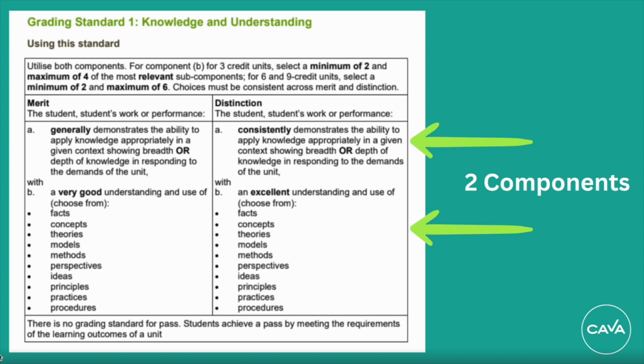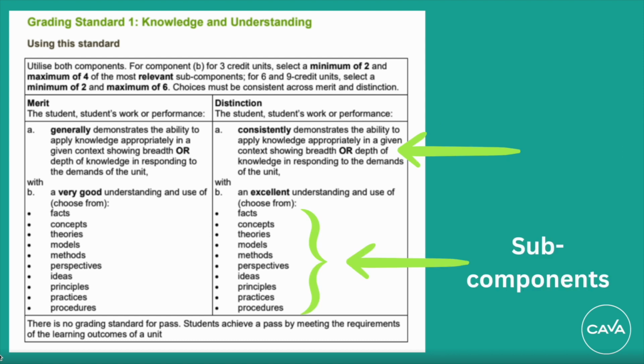The grading standards are made up of components. Looking at Grading Standard 1, there are 2 components, A and B, and when using Grading Standard 1, you must use both components. They are also made up of subcomponents. In component A, you must choose between breadth or depth, and for component B, there is a bullet-pointed list of subcomponents for you to choose from. If you are doing a 3-credit unit, you must choose between 2 and 4 subcomponents, and if you are doing a 6 or 9-credit unit, you must choose between 2 and 6 subcomponents.